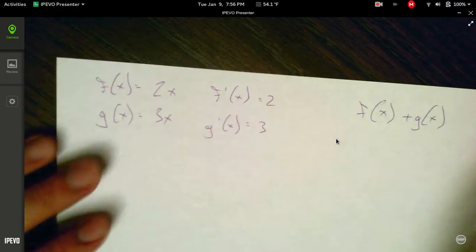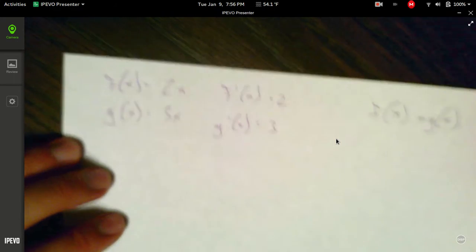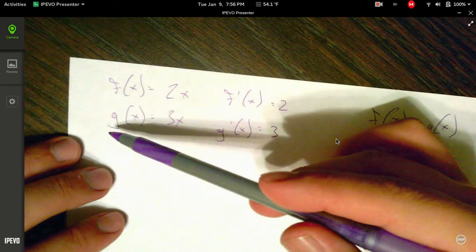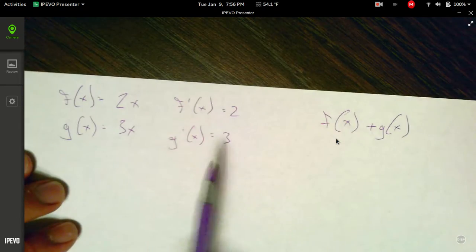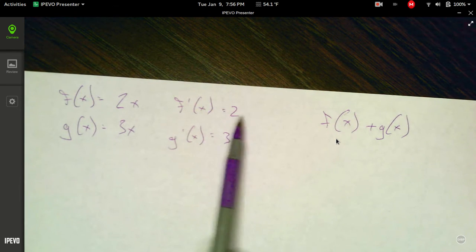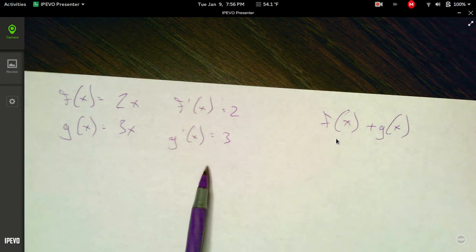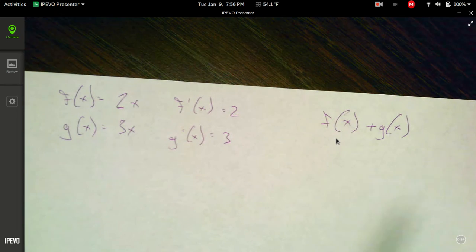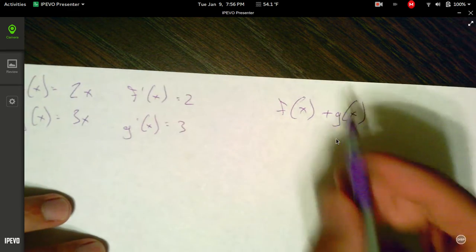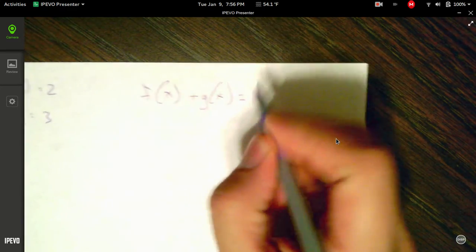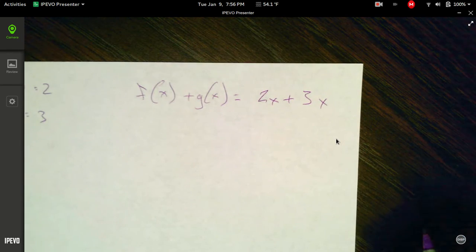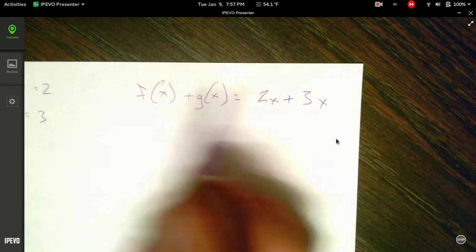So I made a really simple one here. Let me focus this for us. Okay, so we have f of x is equal to 2x, and g of x is equal to 3x. The derivatives of these, we know by the constant rule, are f prime of x is equal to 2, and g prime of x is equal to 3. Now, if we add these two functions together, this is just going to be equal to 2x plus 3x. So that's the sum of these two functions.